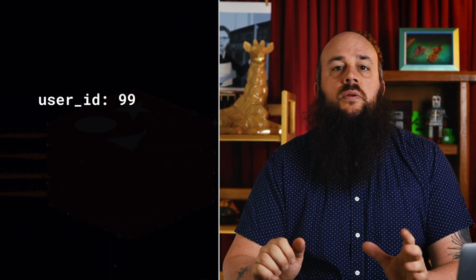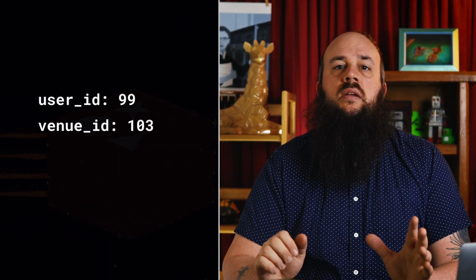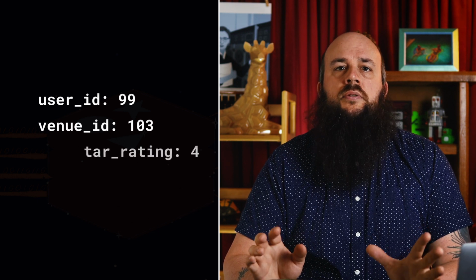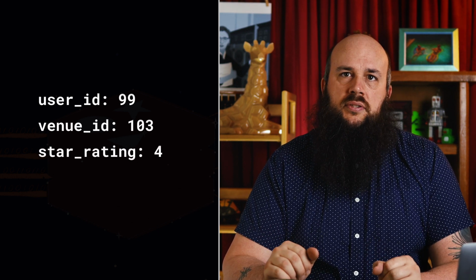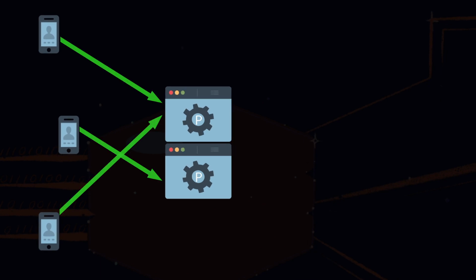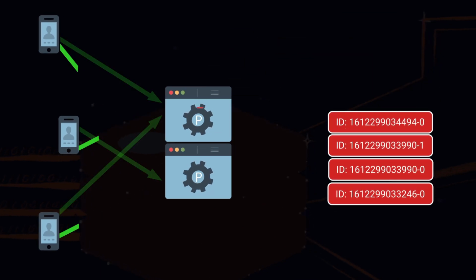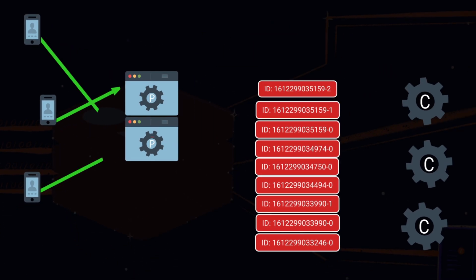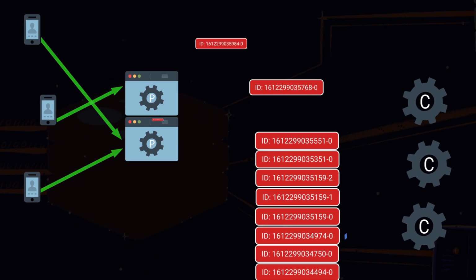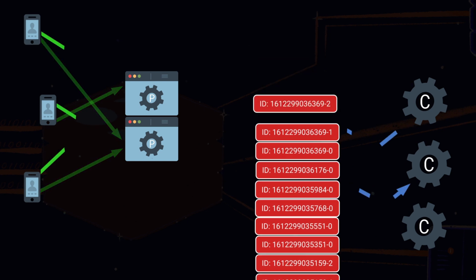A typical check-in can be represented as a set of name-value pairs. Here we have a check-in for user ID 99 at venue ID 103. The user decided to give this venue 4 stars. Readings from our many users are sent continuously to our servers, and those servers produce entries into our Redis stream. Once this fire hose of jumbled data is added to a Redis stream, we can begin to organize and make sense of it. Let's see how each check-in finds its way into a Redis stream.